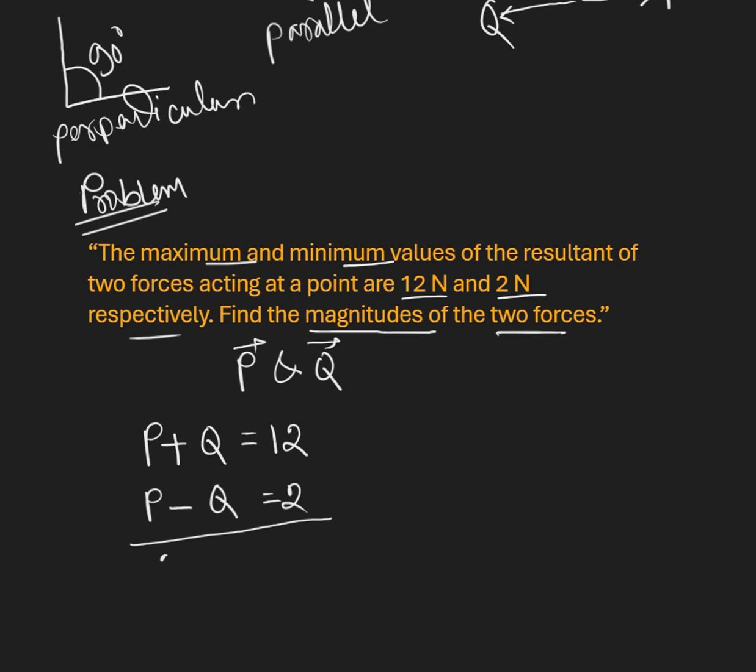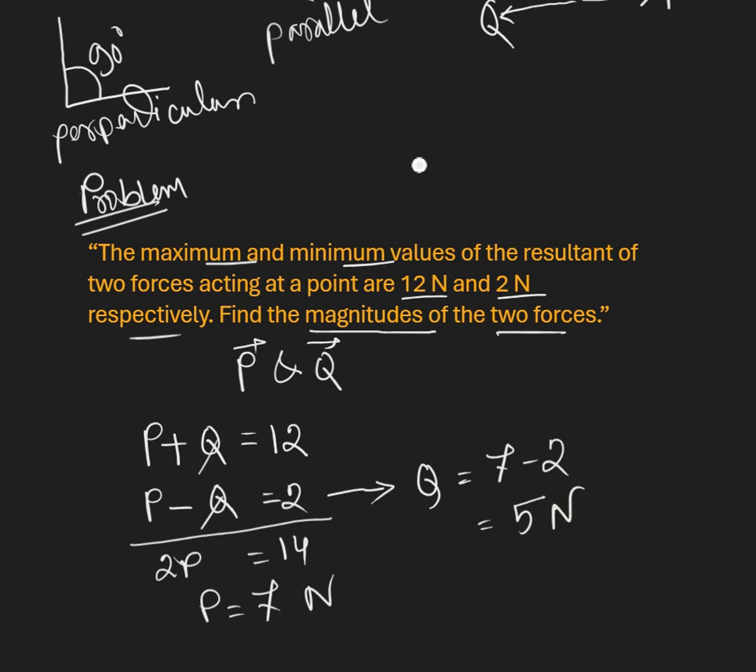So here we'll have 2P because this one cancels out, and this will be 14, right? So P is equal to 7, and of course if you put the value of P here, it means Q is equal to 7 minus 2, it will be 5 Newton. So this is the value of P, and the value of Q is equal to 5 Newton.